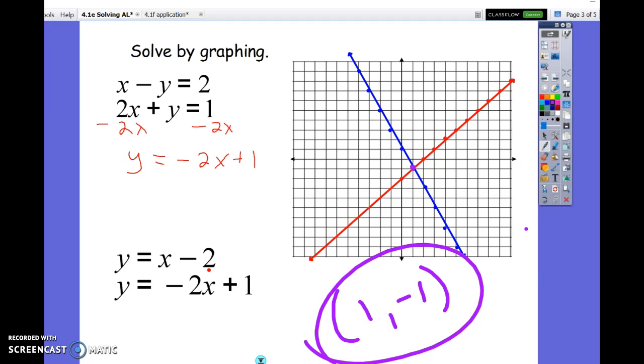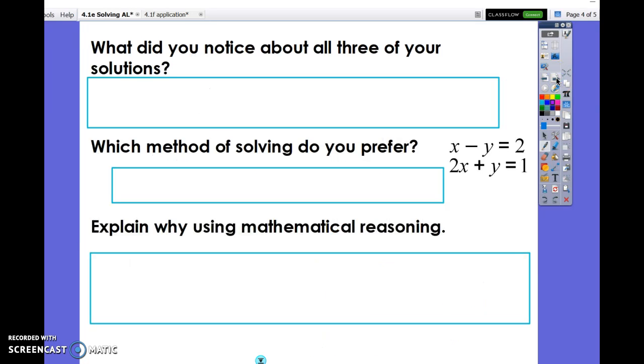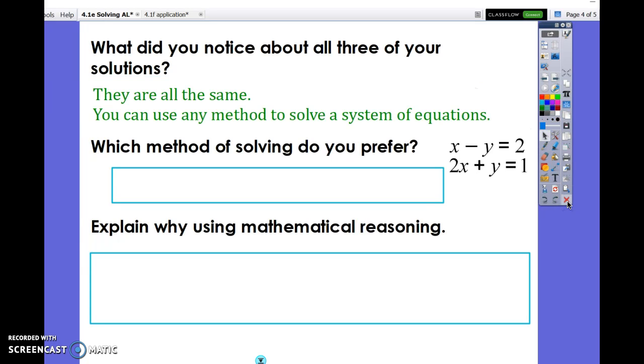Okay, so let's answer a couple of questions about these problems. So what did you notice about all three of your solutions? Hopefully you noticed that we got 1, -1 for every single problem. So our solutions were the same, so that means that it doesn't matter if you use graphing, substitution, or elimination. They're just three different methods to accomplish the same goal, right? To find the solution of your system of equations.